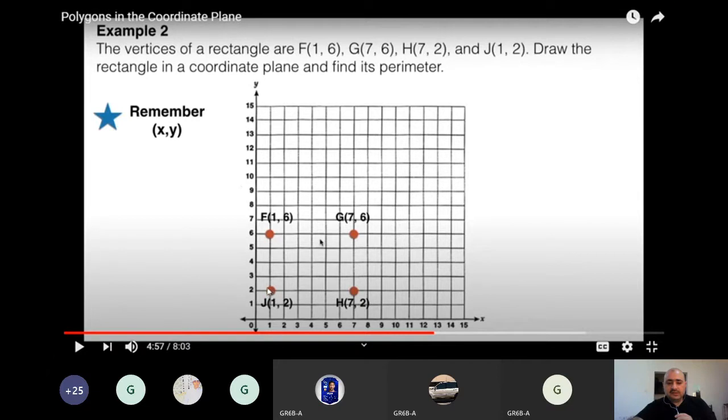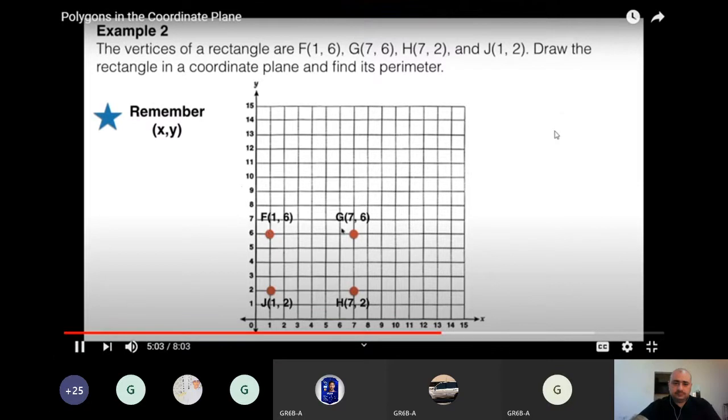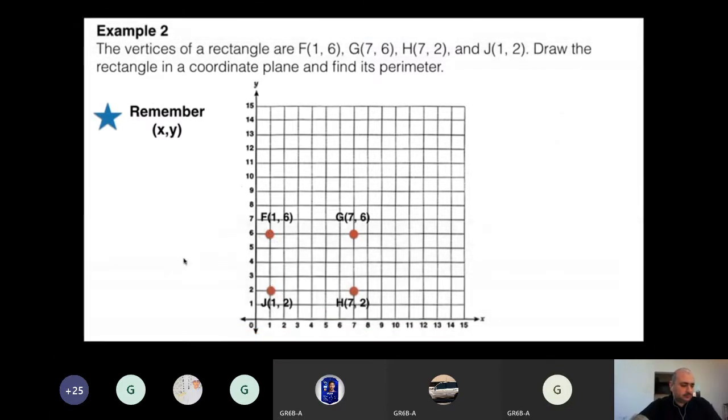This is 2, and here you will find the last point, J equals (1, 2). So now the first step, I represented all the points. Then continue. Plotted. Remember, after that, we have to draw it. So you're just connecting the dots, F to G, G to H, H to J, and J to F, and it's going to make a rectangle. Okay, so we're halfway done.